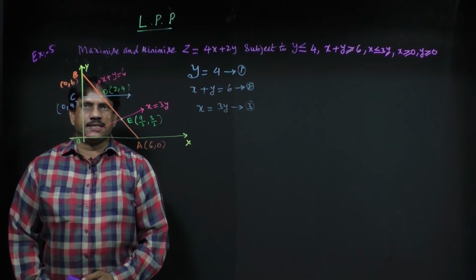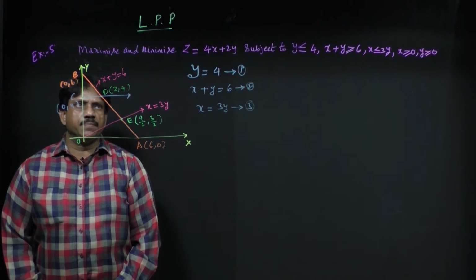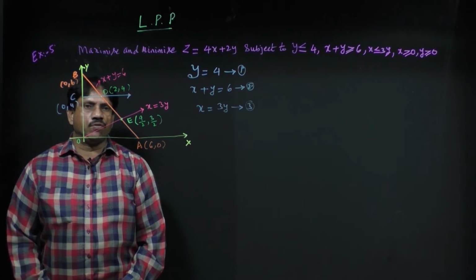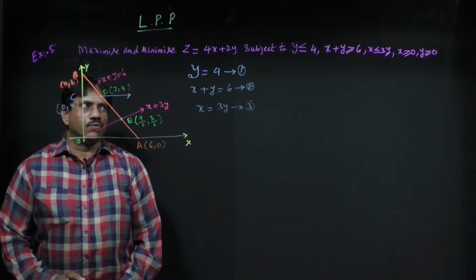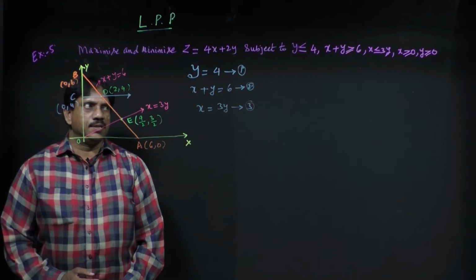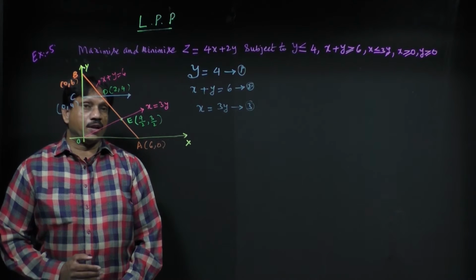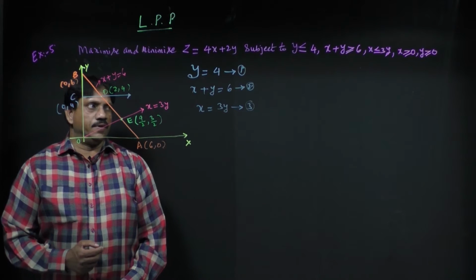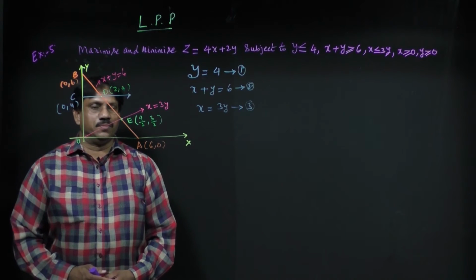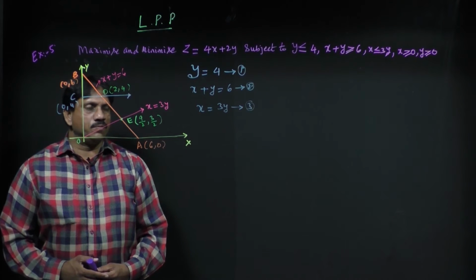Now we're going to discuss example 5. Maximize and minimize z equal to 4x plus 2y subject to y less than or equal to 4, x plus y greater than or equal to 6, x less than or equal to 3y, where x positive, y positive. It is very easy to solve.